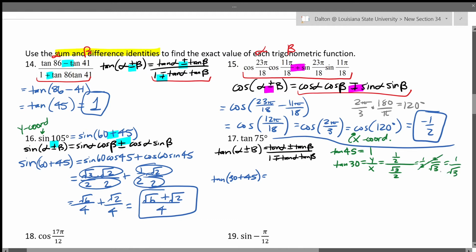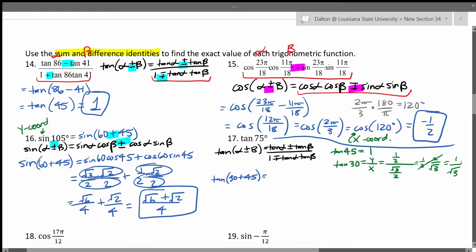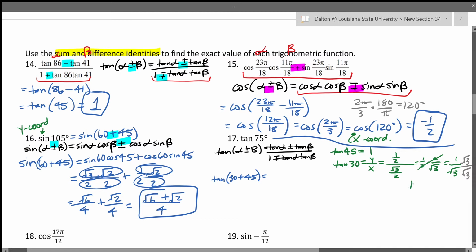Now, 1 over the square root of 3 can be rationalized. So if we multiply it by the square root of 3 over the square root of 3, then we end up with the tangent of 30 degrees, which is going to be the square root of 3 over 3. Okay, so all of that was just side work, so I'm going to leave it blocked off. I'm going to use these values. Tangent of 45 is 1, tangent of 30 is square root of 3 over 3.